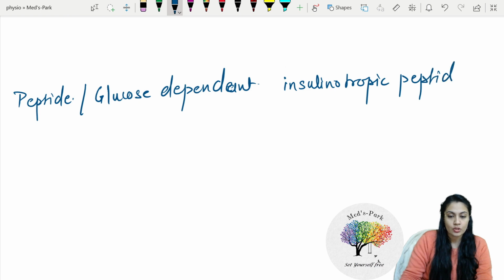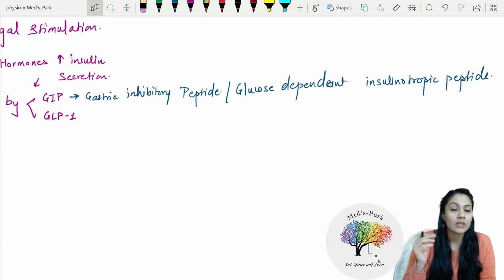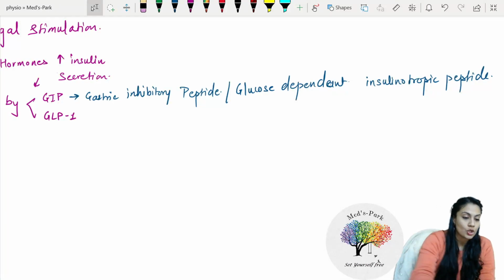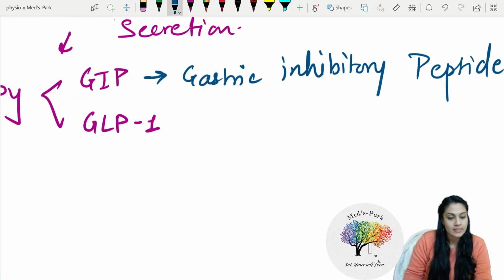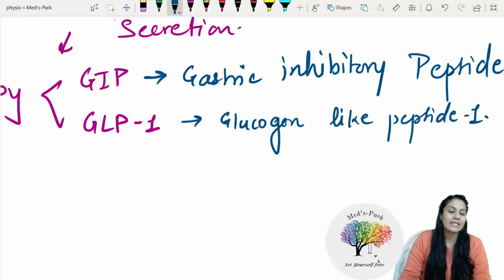Glucose dependent insulinotropic peptide. Beforehand it used to be called gastric inhibitory peptide, and now it is called glucose dependent insulinotropic peptide. Insulinotropic, why? Because it increases the insulin release. And what is GLP? GLP-1 is nothing but the glucagon like peptide type 1.